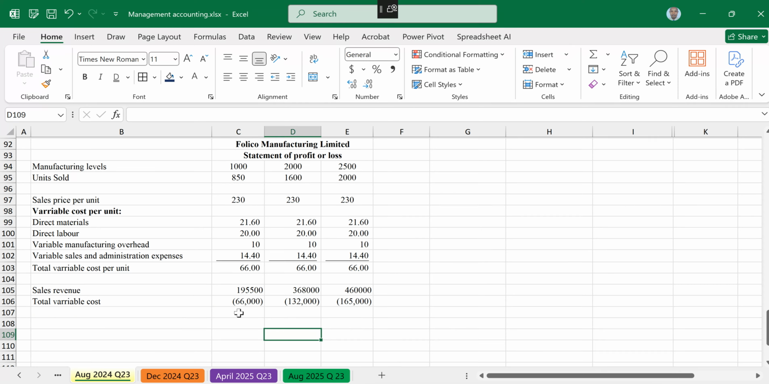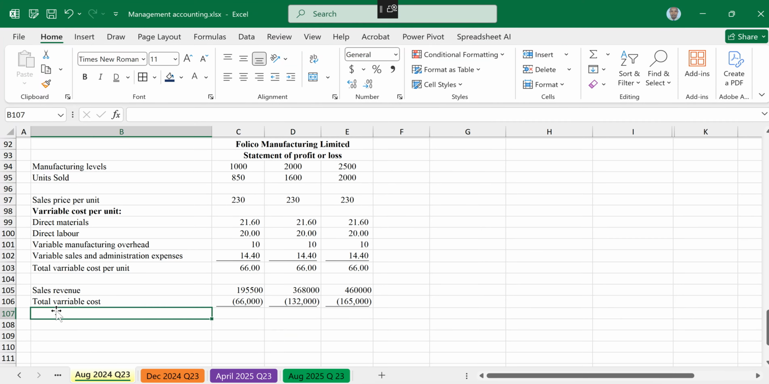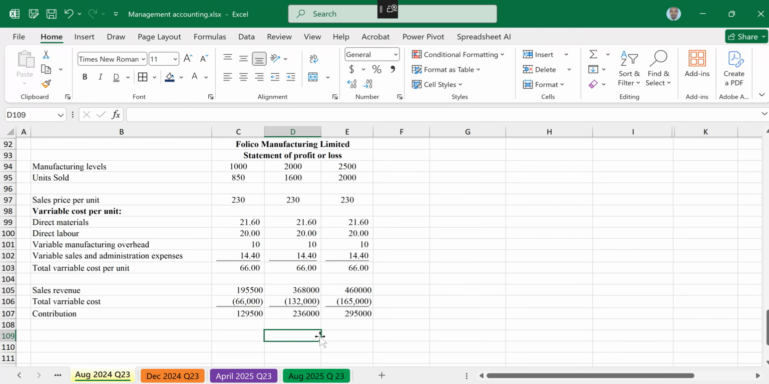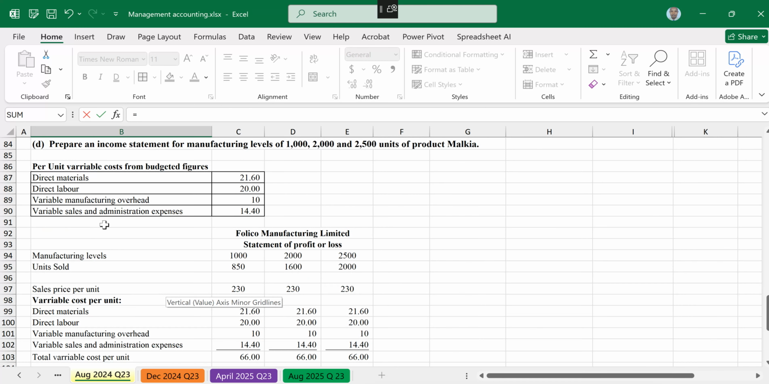Now give me the contribution. This will be contribution or profit. Yes, you can call it contribution. Total contribution: Alt equal. Then that is the total contribution. Then I had omitted the equal sign. There are two things at the top.